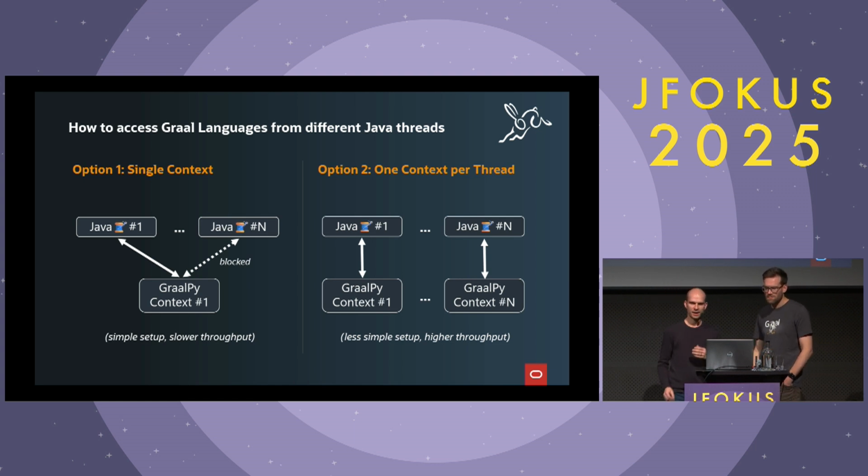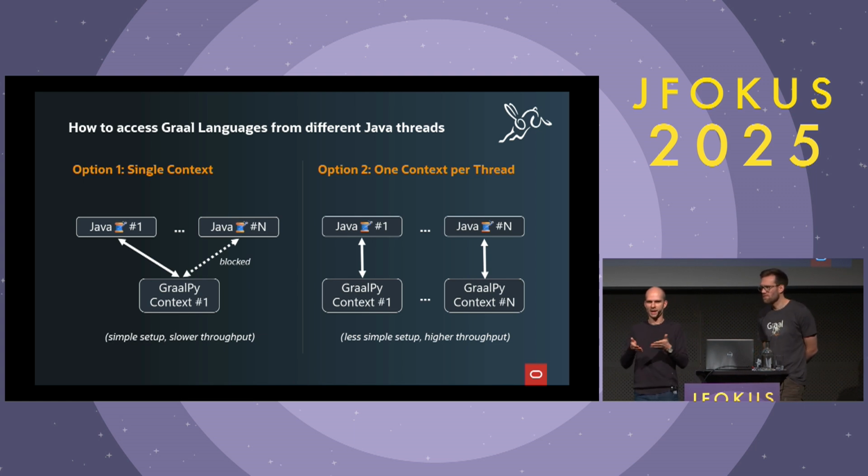Now, there are still impedance mismatches, if you will, between those languages. Python famously has a global interpreter lock. That means while it can have multiple threads, only one of those threads can execute at the same time, so you can't actually scale out to multiple CPUs. The simplest setup for embedding GraalPy in your Java application is to have a single GraalPy context, basically one interpreter.